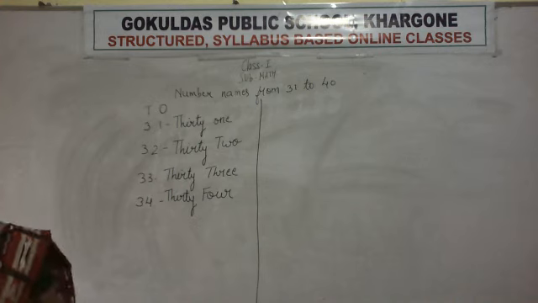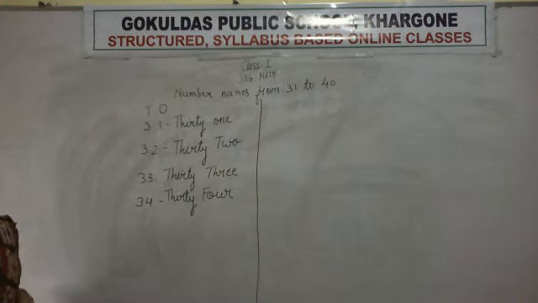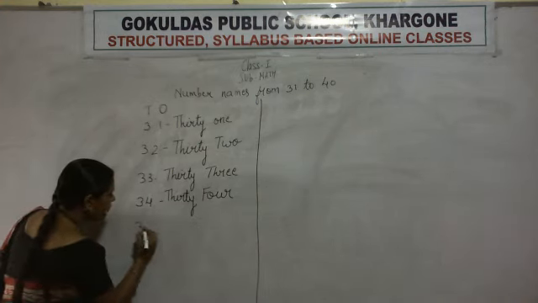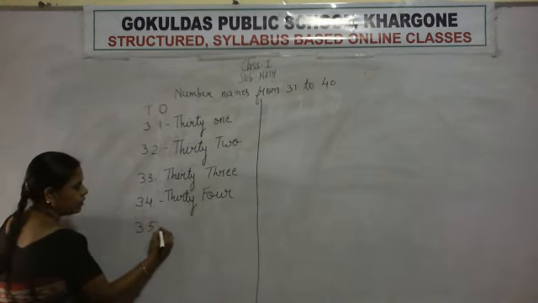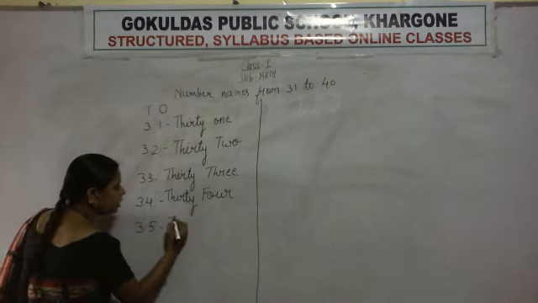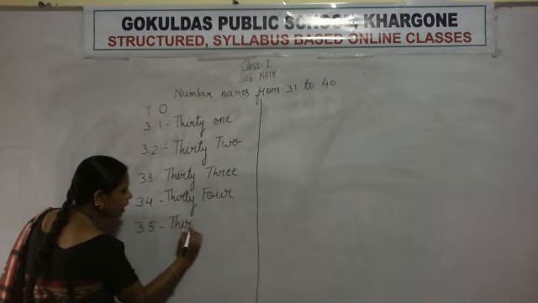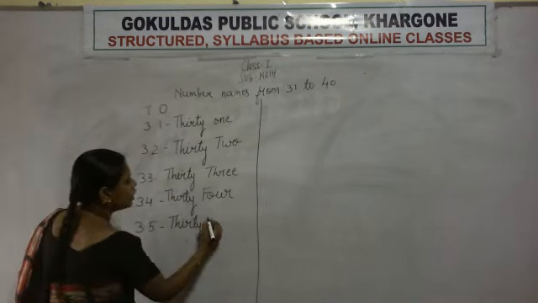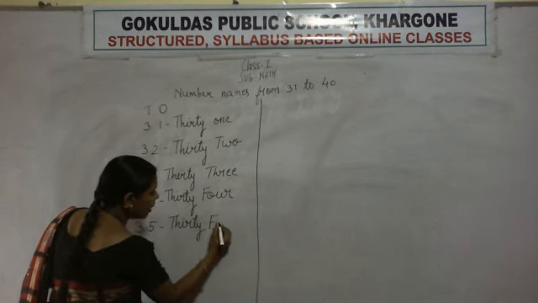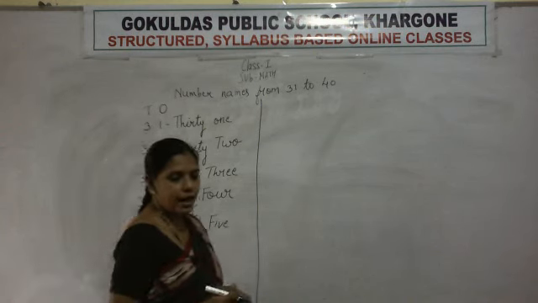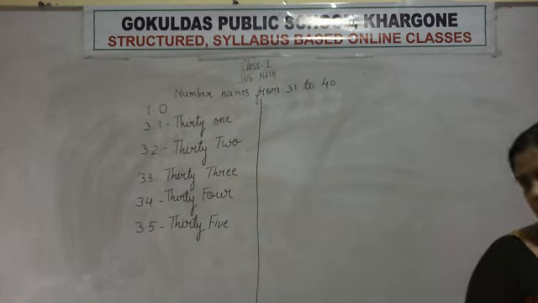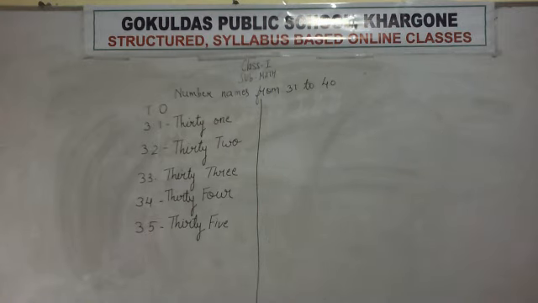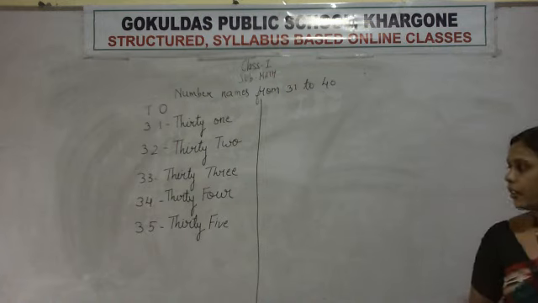After 34, which number will come? 35. First write the spelling of 30. THIRTY, 30. Next is 5. So what is the spelling of 5? FIVE, 5. All of you write this fast. Write the spelling till 35 fast.